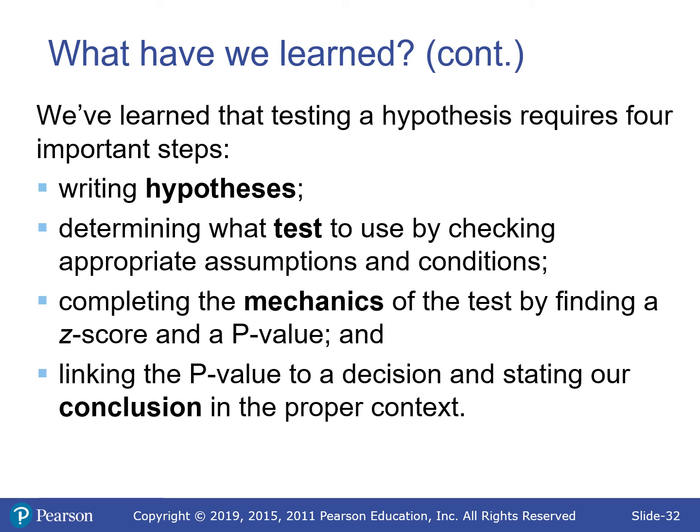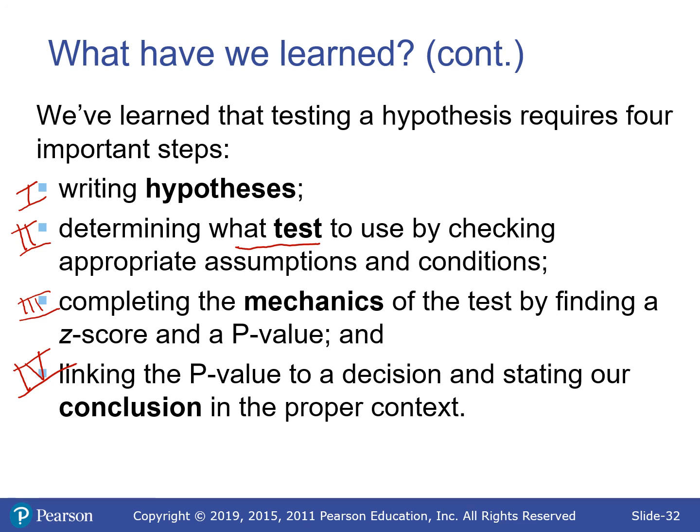We've learned that it requires 4 important steps. We have to write the hypotheses, step 1. Step 2, determine what test to use, and then check the conditions. Step 3, complete the mechanics. And again, that completing the mechanics, z equals, p equals. That's all that takes, as long as you say what test you're using up in part 2. And then step 4, link the p-value to the decision and state the conclusion in the proper context.